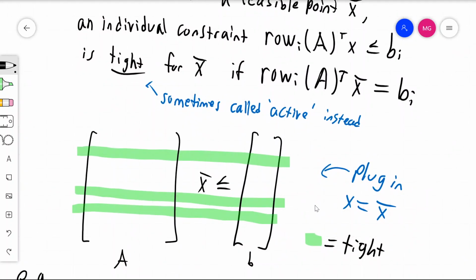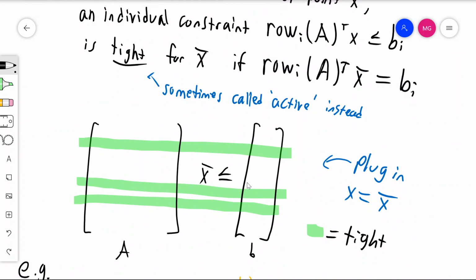So again, the idea is that if I have this system Ax less than or equal to b, that's all the constraints here for all the rows, then take a particular point x bar here and look at which constraints hold with exact equality. So x bar satisfies everything, but which ones does it satisfy with exact equality? Those are the ones that you call tight, and I've highlighted whichever ones those would be in green here.